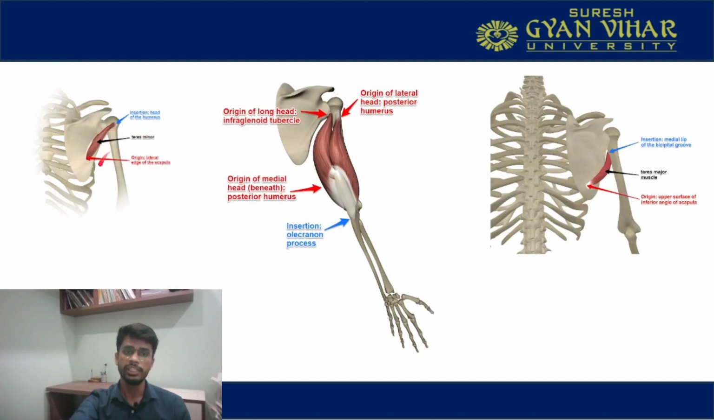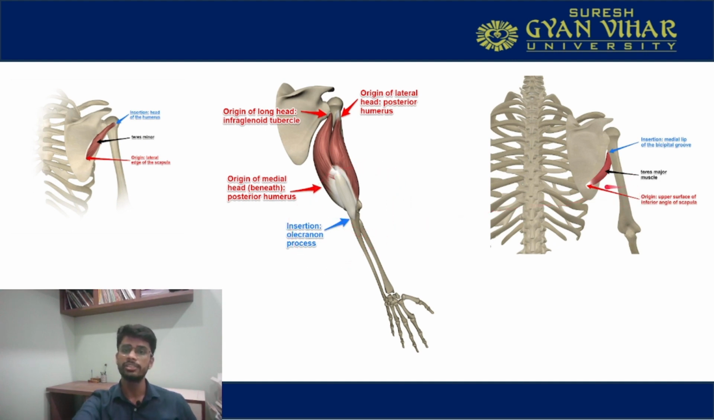Now this is your teres minor muscle. It originates from the lateral edge of the scapula, and it gets inserted on your greater tubercle. There is this triceps muscle. The triceps muscle has 3 heads: the lateral head, long head, and the medial head. Long head originates from the infraglenoid tubercle, lateral head from the posterior humerus, and the medial head just beneath the posterior humerus, and it gets inserted at the olecranon process.